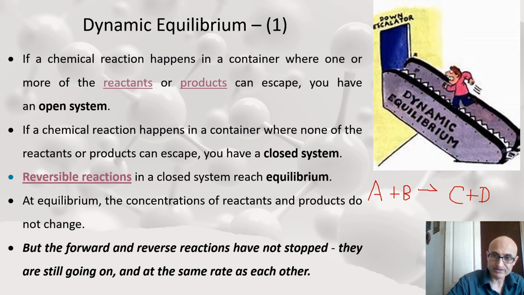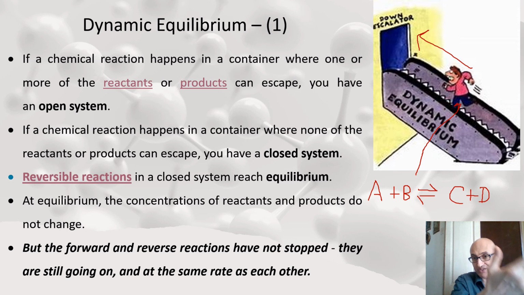There's going to be a point when as much of C and D are being made as are being removed to reform A plus B. So what we mean by dynamic equilibrium is, let's imagine that the forward reaction is like the person who is trying to run up the stairs over here. You can see that he is trying to run upwards. That is the forward reaction. So that is the speed of the forward reaction. It is how much of A and B is breaking down to form C and D.